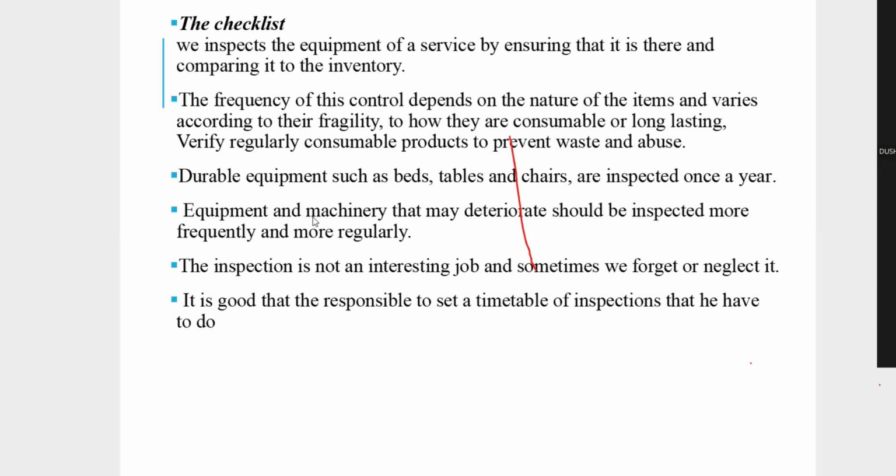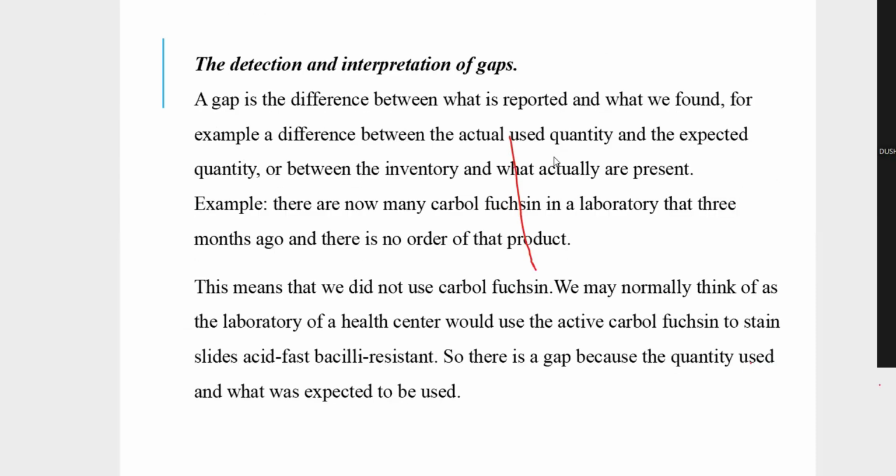This inspection is like preventive maintenance and must be done on a regular basis, depending on the fragility of the equipment. The detection and interpretation of gaps: this is the difference between what is reported and what is found.